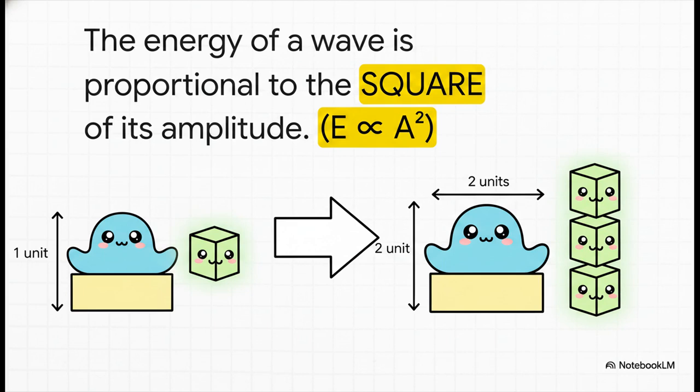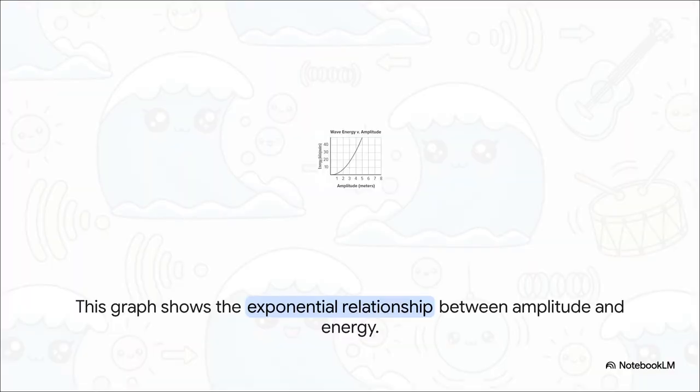It means if you double the height of a wave, you don't just get double the energy. No way. You get 4 times the energy. You triple the height, you get 9 times the energy. A tiny change in size creates a massive change in power. And this graph just shows you that incredible relationship visually. Look at how that curve just skyrockets. A little increase in amplitude along the bottom results in a huge jump in energy on the side.